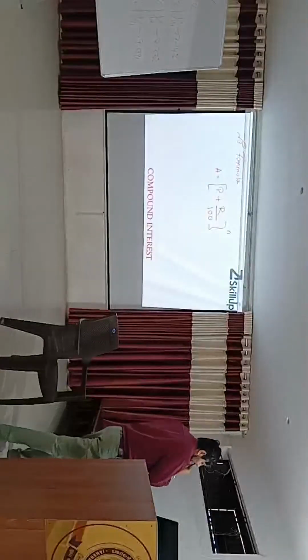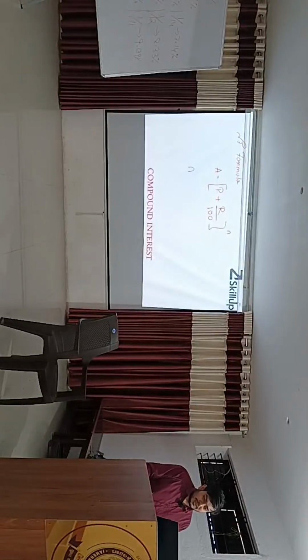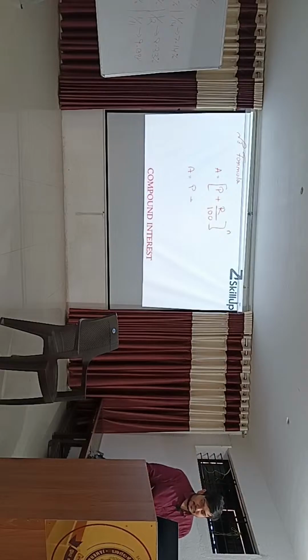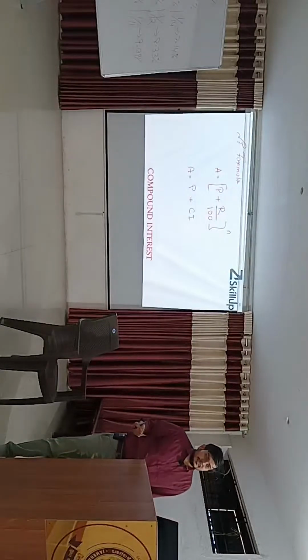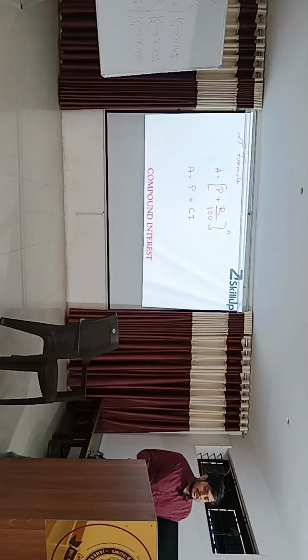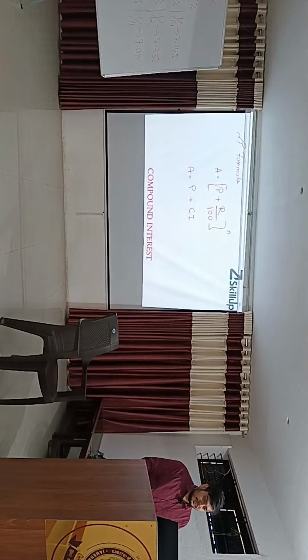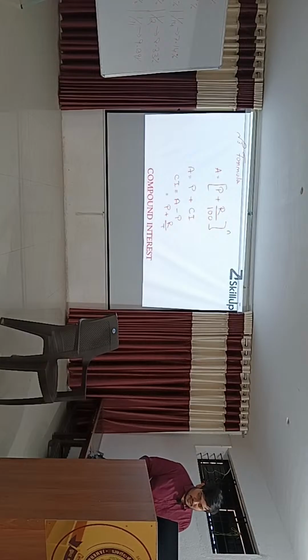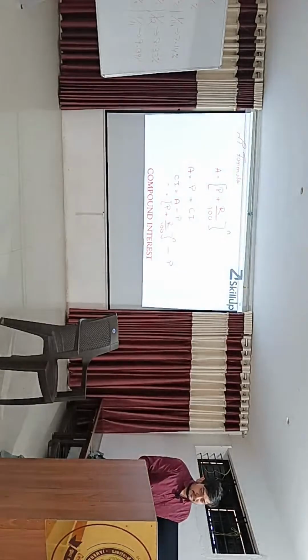Good. So total amount, A, is whatever principal amount you give, you will take back plus interest. You'll take the compound interest also, correct? So CI is A minus P. What is A? P times (1 plus R by 100) whole power n, minus P. That is your CI.